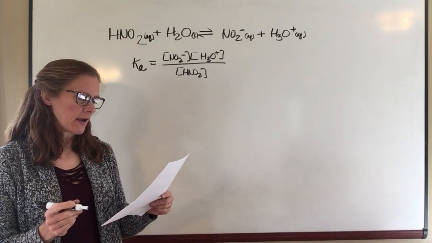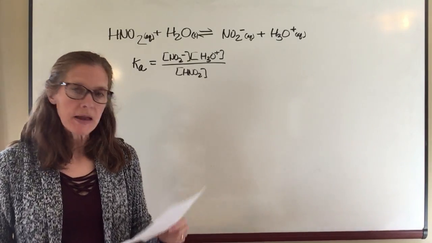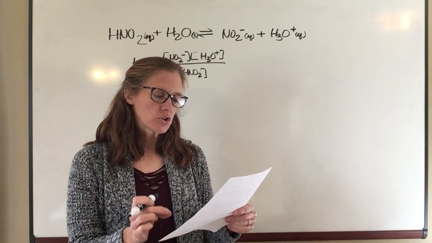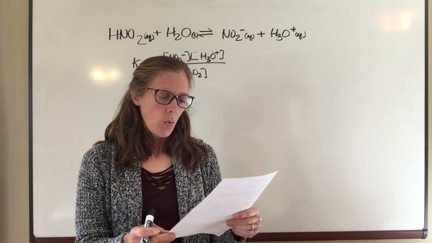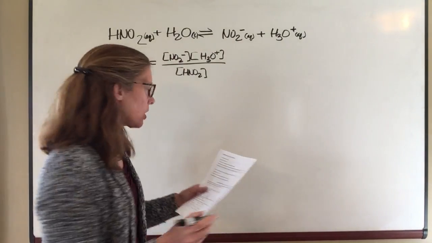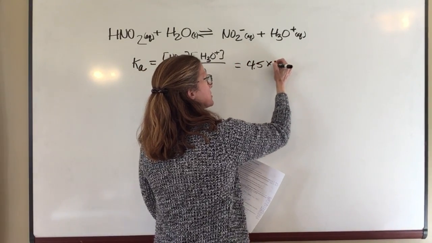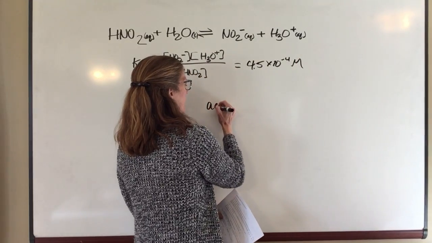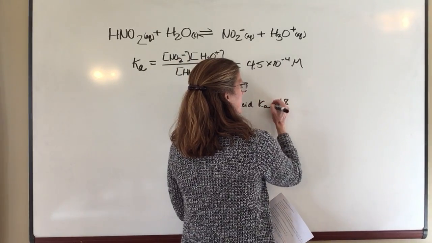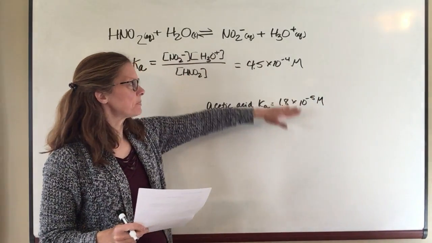It says that the ionization constant is equal to 4.5 times 10 to the minus fourth. They want to know if that's stronger or weaker than acetic acid, the acid that's in vinegar, which is 1.8 times 10 to the minus fifth. Well, the stronger the acid, the bigger the Ka. So if you are comparing this Ka, 4.5 times 10 to the minus fourth molar, to that of acetic acid, whose Ka was 1.8 times 10 to the minus fifth, which one of these numbers is bigger?